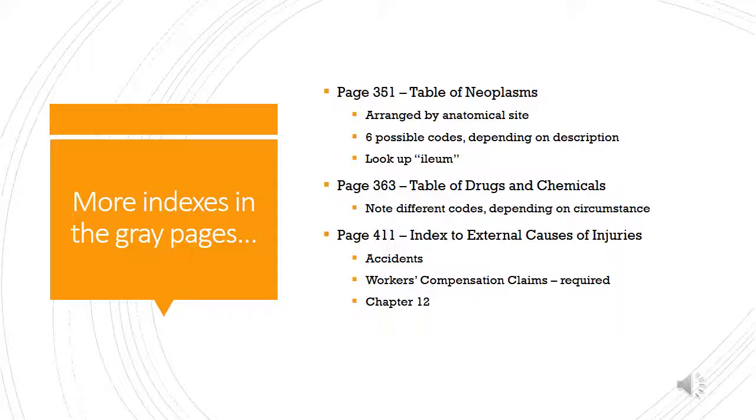Similarly, look at the table of drugs and chemicals. This is where the diagnoses of poisoning and unwanted effects would be located. The index to external causes and injuries is used to code accidents and workers' compensation claims. We'll use this in Chapter 12 when learning about workers' compensation coding and claims.